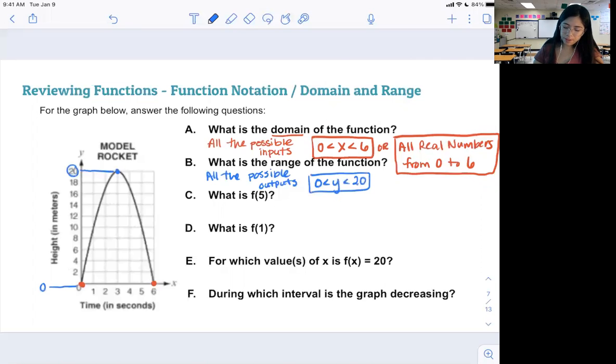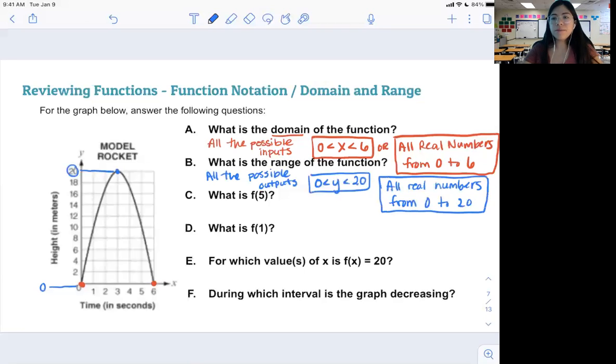Or you can say all real numbers from 0 to 20. Why do we use less than symbols as opposed to less than or equal to? The reason we use less than is because y is between 0 and 20. So y is going to be greater than 0, but less than 20.